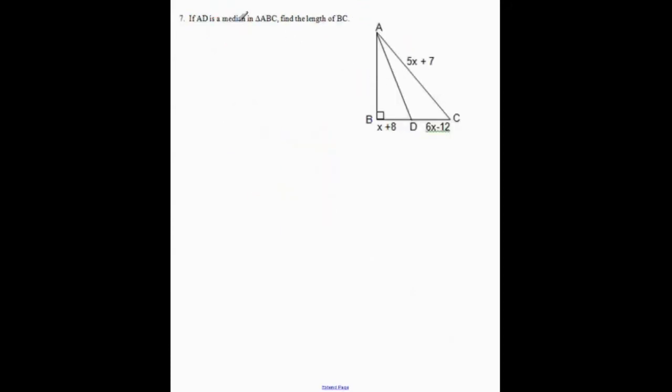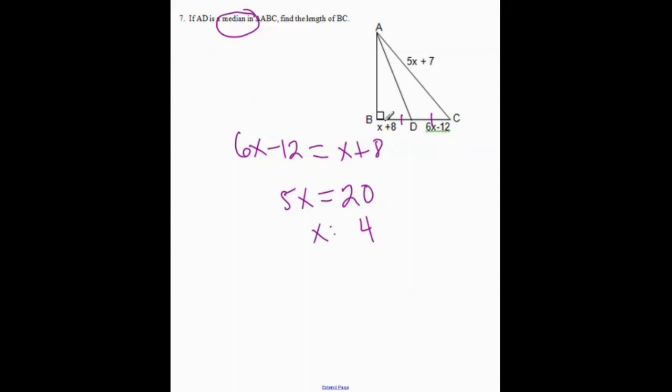AD is the median. Definition question. Median, this splits it in half. So I have 6x minus 12 is equal to x plus 8. So I have 5x is equal to 20. X is equal to 4. Now we want to find the length of BC. So 4 goes in here, so this better be 12, and this better be 12. Yeah, 6 times 4, so the whole thing is 24.